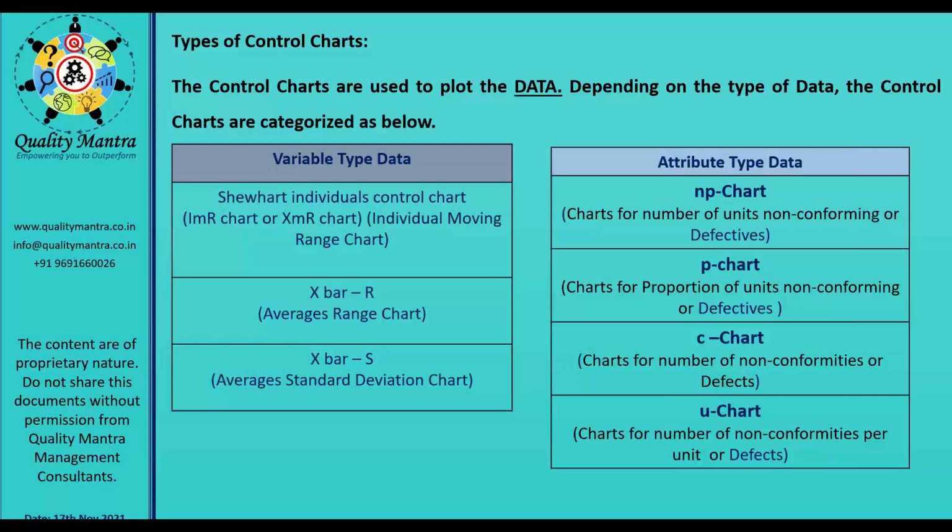For the attribute type of data, there is NP chart and P chart. These are basically used for the defectives, and C chart and U chart are used for the defects. Now what are defectives and defects? When we go to these charts tomorrow, we will explain in detail what is defectives and what is defect. What is the difference between the defectives and the defect?